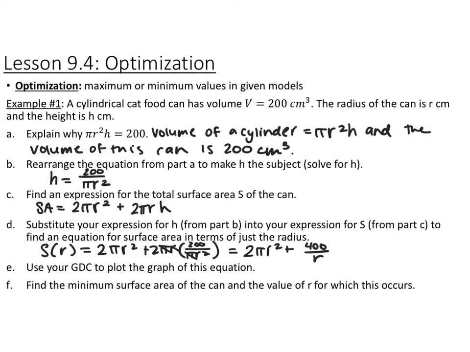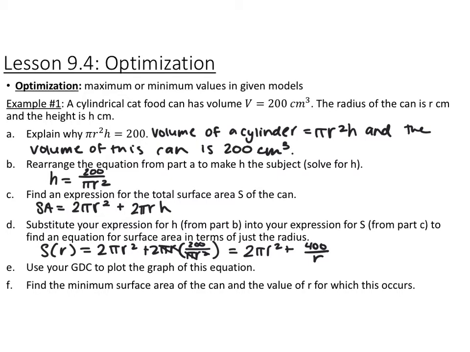Using the formula booklet, the surface area of the curved surface of the can, so the outside of the can, not including the top or the bottom, is 2 pi r h. But then we also want to include the tops and the bottoms of the can. So you also have to include 2 times pi r squared. That would be 2 times the area of the top and the bottom.